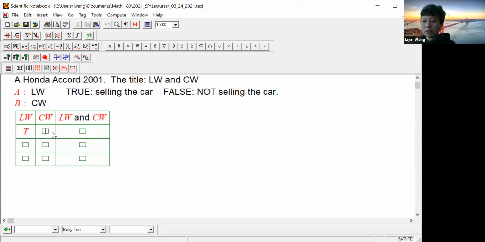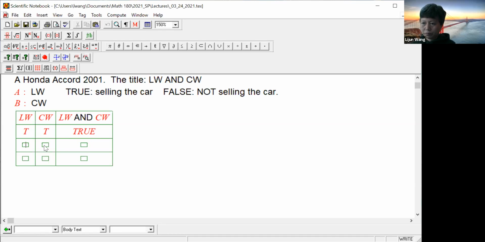Now, I want to sell the car and he wants to sell the car. So we both sign the title, we sell the car, right? Because the title is in both names. Does everybody follow me? So our car will be sold. We'll have no car. So true and true is true. You follow me? Does everybody follow me?